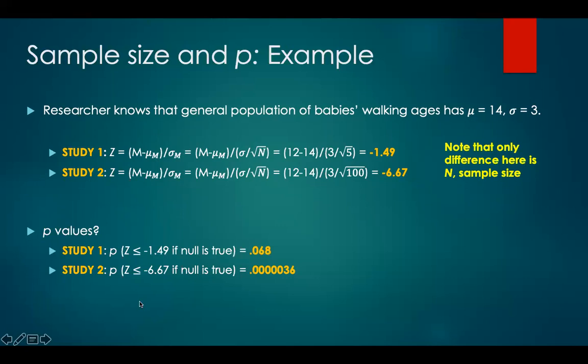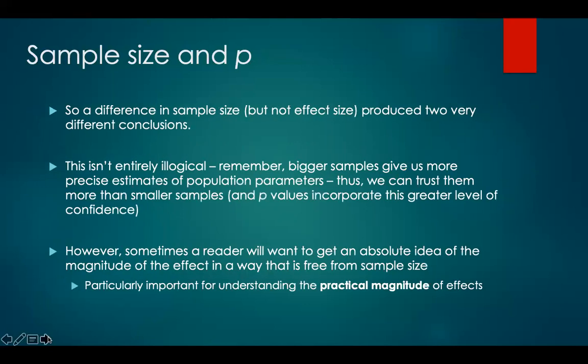For study 1, our p-value is 0.068, so we can't reject the null. So our study is inconclusive, but the p-value for study 2 is 0.000036, very small, and we can absolutely reject the null and find support for a hypothesis. So a difference in sample size, but not effect size, produced the two very different conclusions.